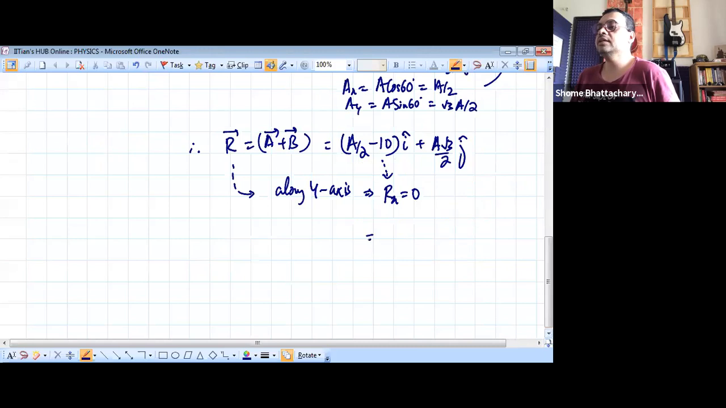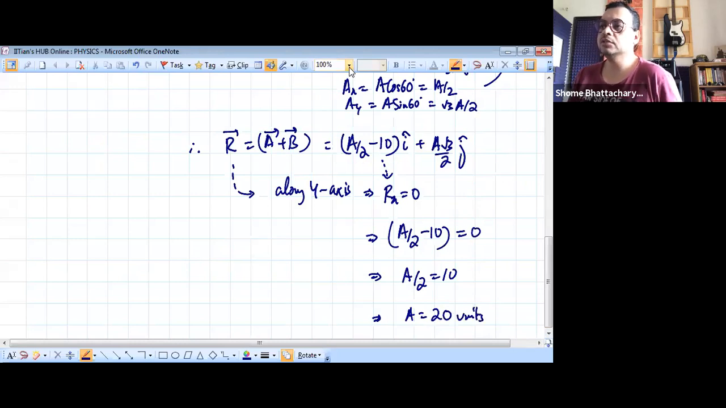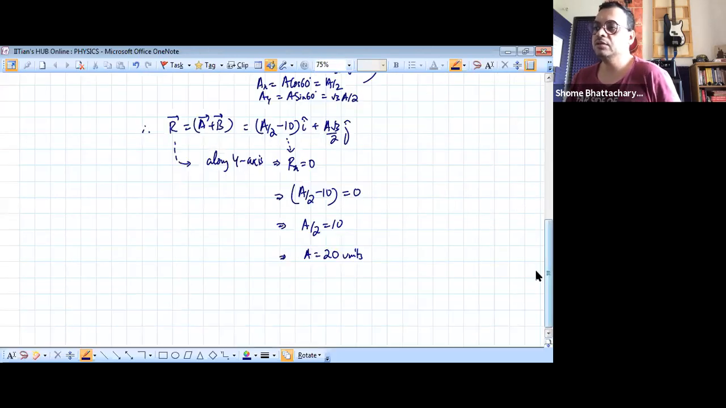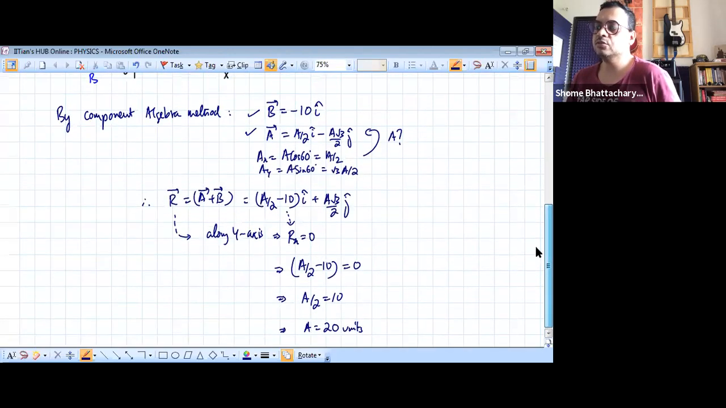So that shows us that the resultant vector whose x component in terms of the magnitudes of A and B is this should be 0. That's the only way the resultant is along the y-axis. So that means the magnitude of A should be such that A by 2 is 10, or the magnitude of A should be 20 units. So this, in my opinion, is the easiest way of solving this question. You can also do it by geometrical method, which I'll show you next. But what I feel is that this is the easiest way of solving this problem.